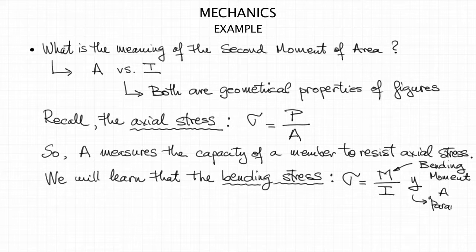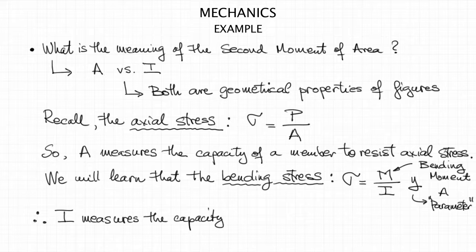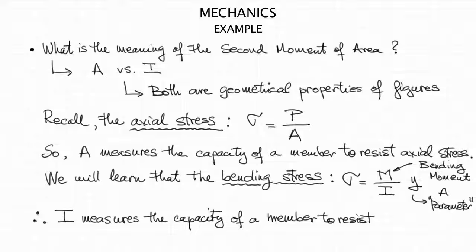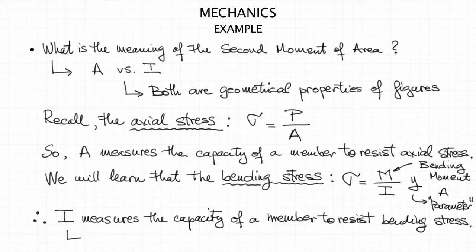But if you look at this formula, it very much resembles the one for axial stress, in the sense that the second moment of area, or the moment of inertia, now measures the capacity of a member to resist bending stresses. In other words, the larger I is, the smaller the bending stresses, so the less likelihood of these stresses due to bending to reach the capacity of the member, the maximum allowable or yield bending stress. But we will learn about these in the future.